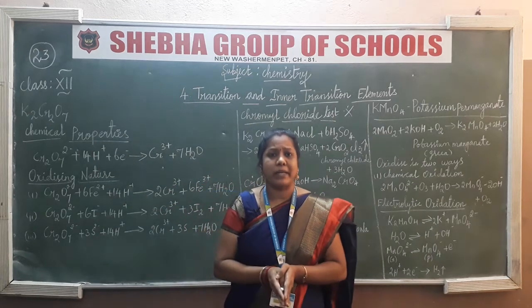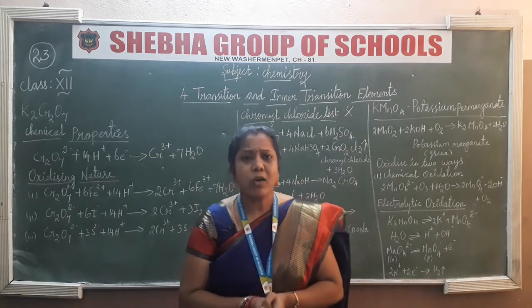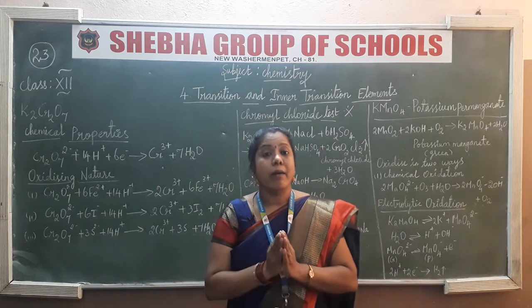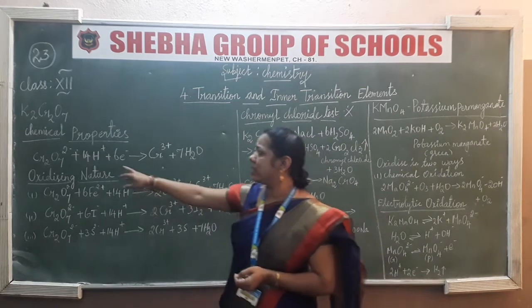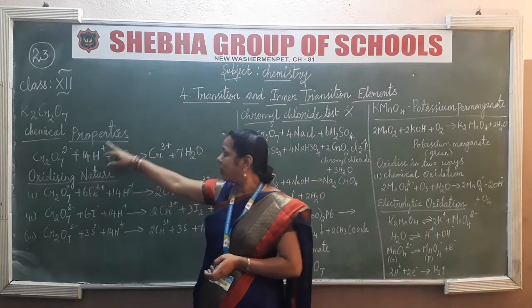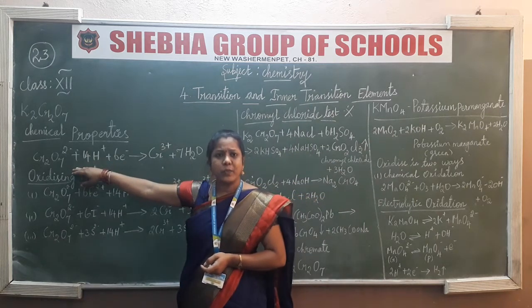For the chemical properties, it is one of the great oxidizing agents. Why? Because in the presence of hydrogen ions, this potassium dichromate oxidizes very easily. For that, I will explain the equations.